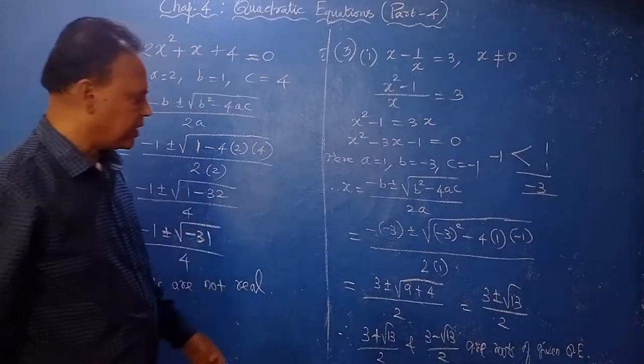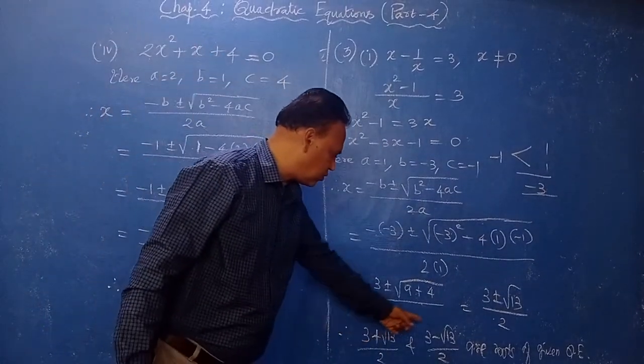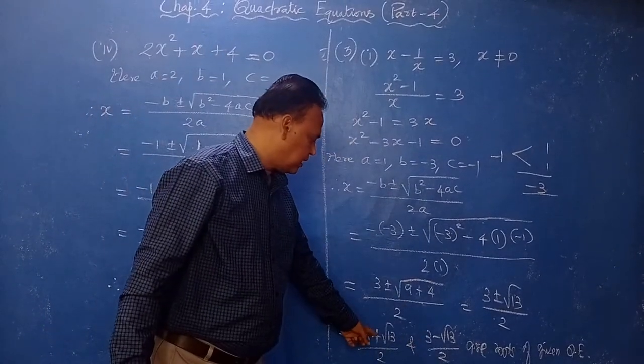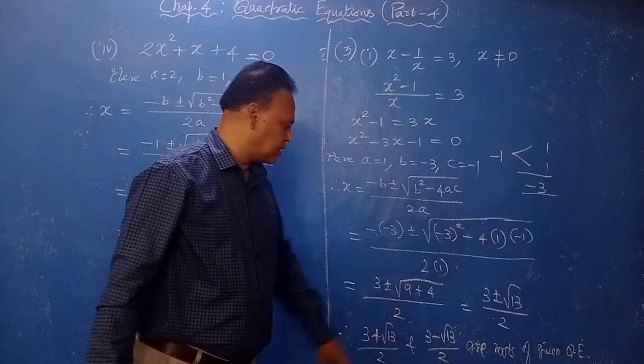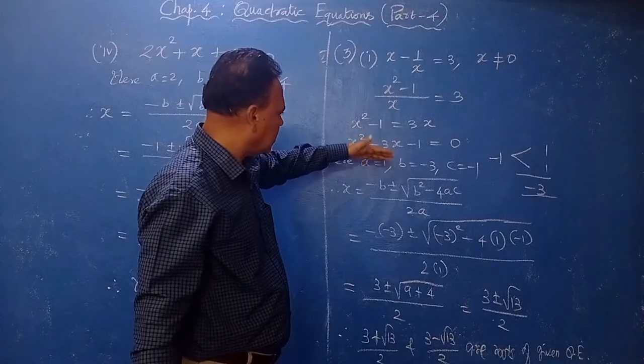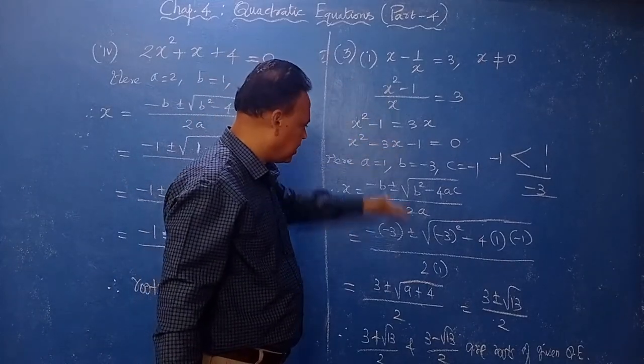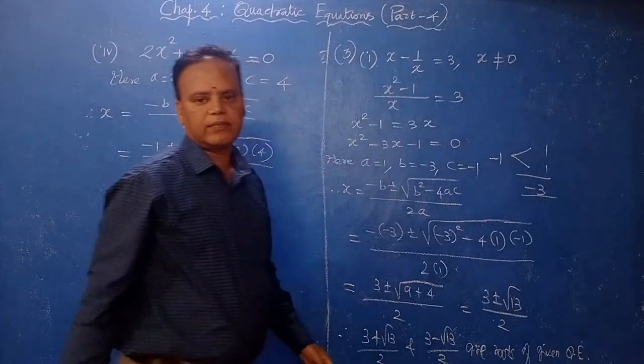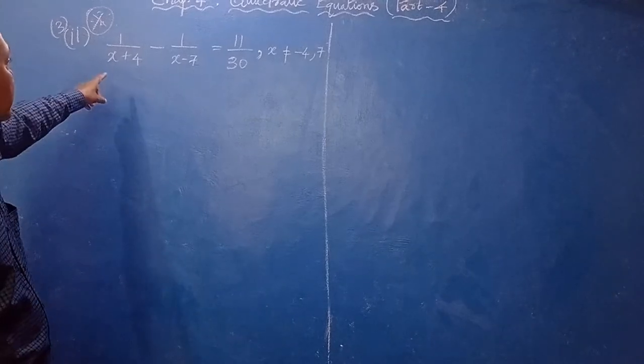Roots of the given quadratic equation. You see the irrational roots, this one. So, roots are conjugate to each other. Clear? So, like this, you have to find out the quadratic equation first, then find out the roots. Okay. See the next problem, very important problem.